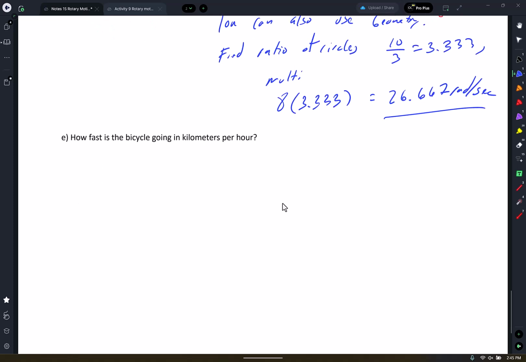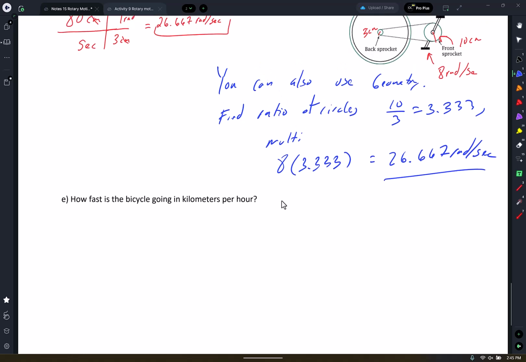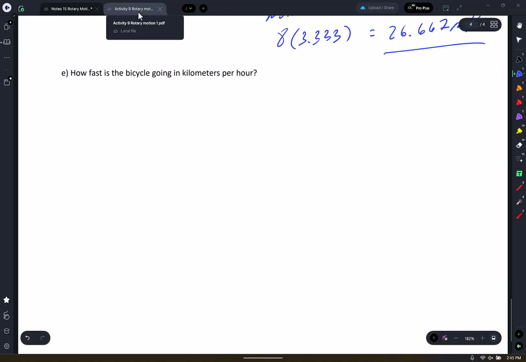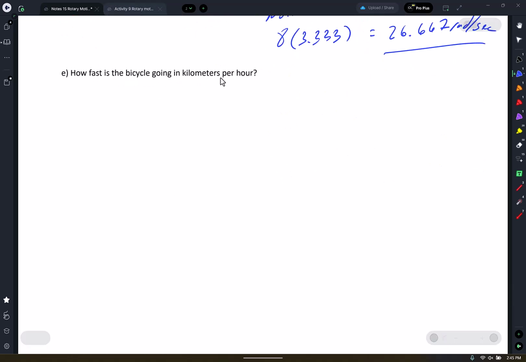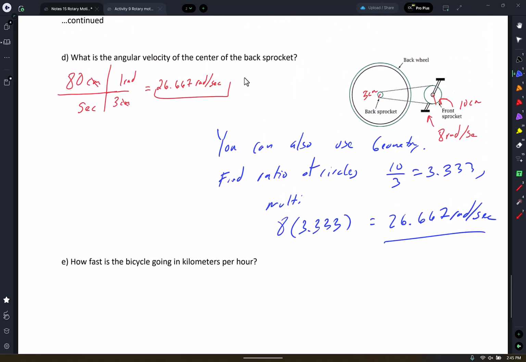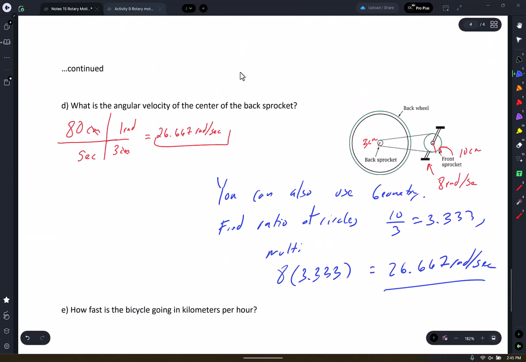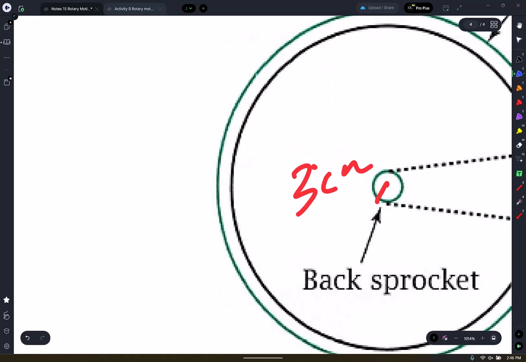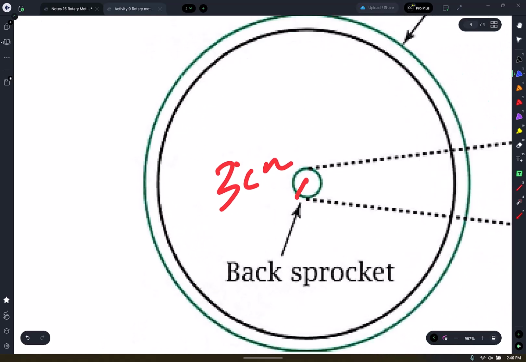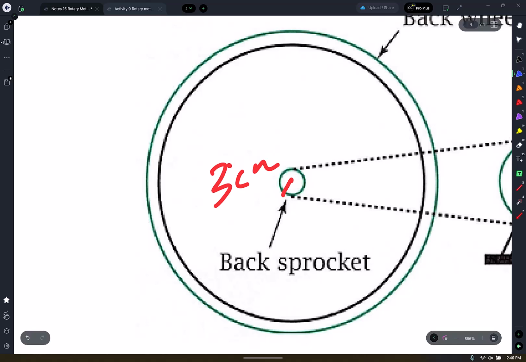All right. Last question, and then we'll do a question together on rotary motion. How fast is a bicycle going in kilometers per hour? Before we can answer that question, has everyone ridden a bike? If the back sprocket does 1 revolution when you're spinning it, then the wheel does 1 revolution. Does that make sense to you? So the back wheel and the back sprocket have the same what?